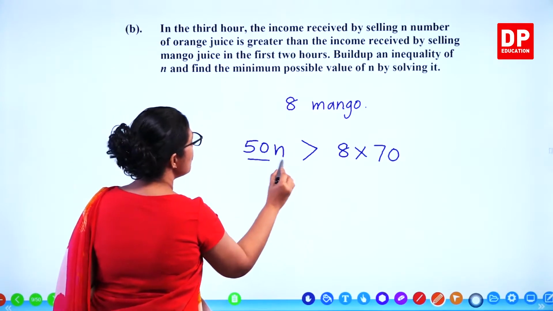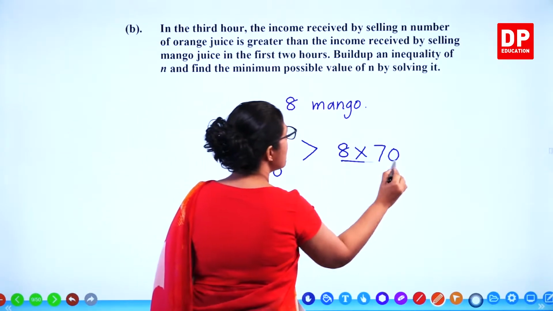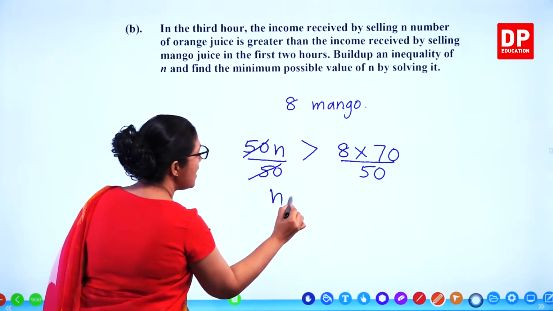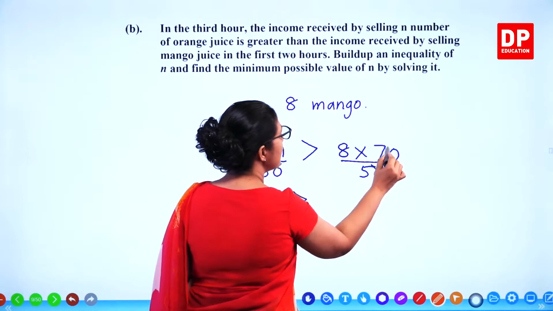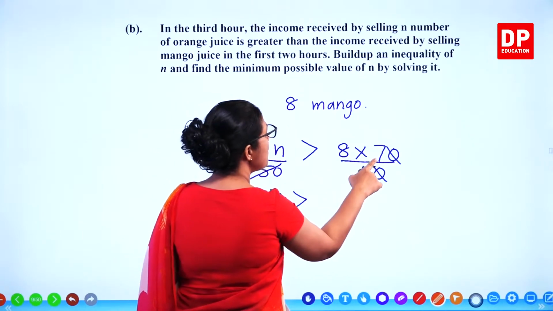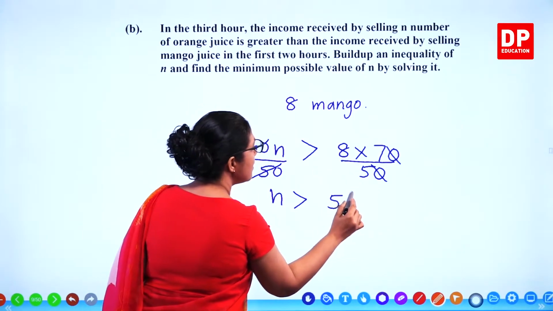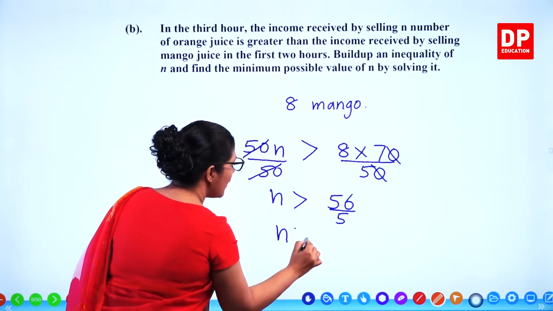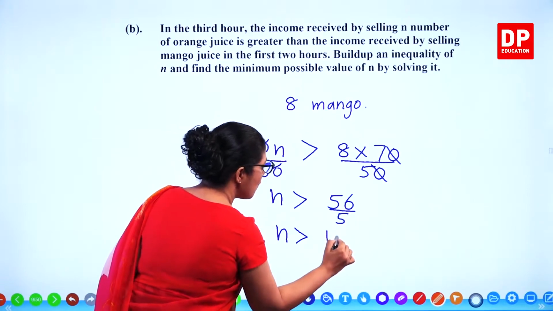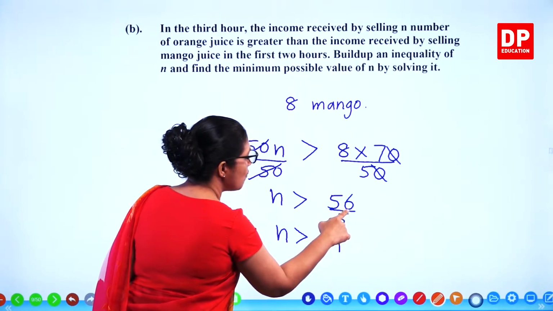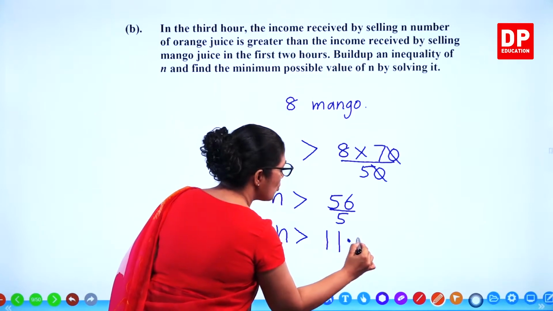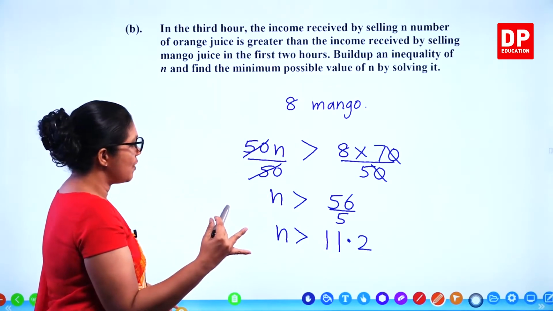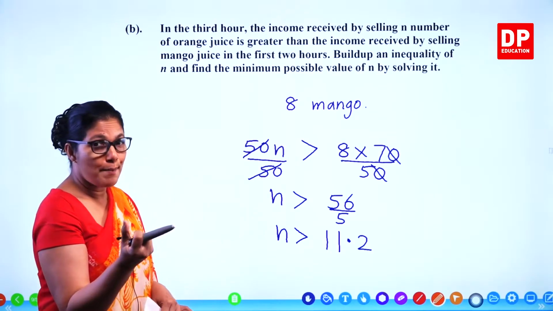Now what is n? You can divide by 50. 50 gets cancelled out. n is greater than, 0 gets cancelled out, 8 times 7, 56. Divide by 5. So what's the value? 5 times 1, 5, and for 10 that's 2. 11.2. So n is greater than 11.2 and n should be a whole number.